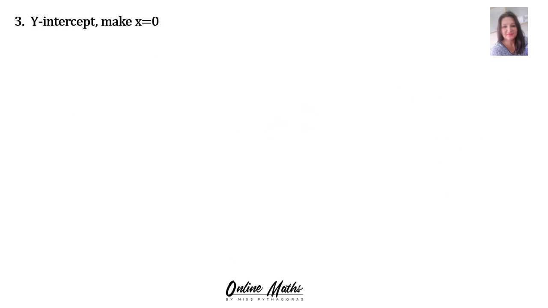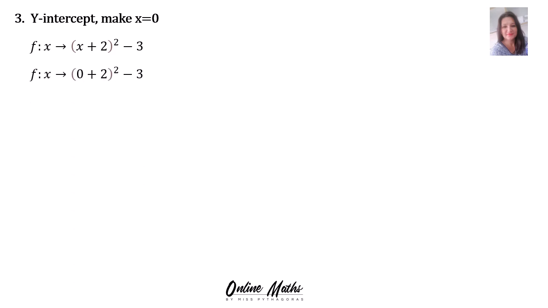Step 3 is to find the y-intercept, and the rule is we make x 0. There's the function. When we make x 0, it's 0 plus 2 squared minus 3, and then y is equal to 1. And as a coordinate, the y-intercept is the point 0 and 1.